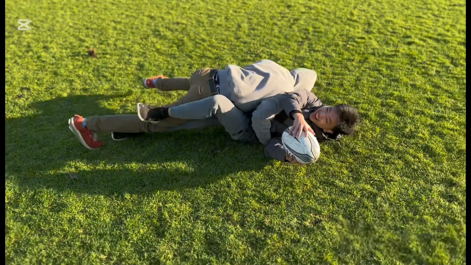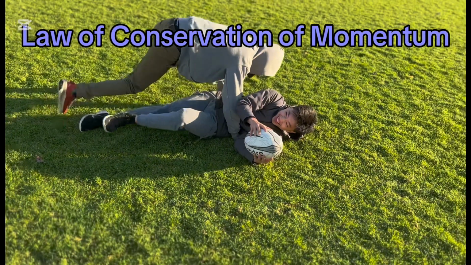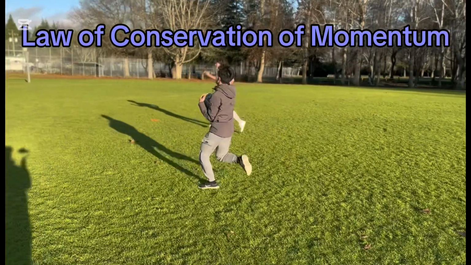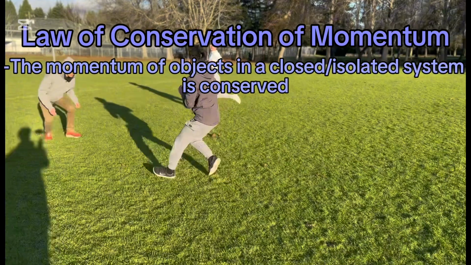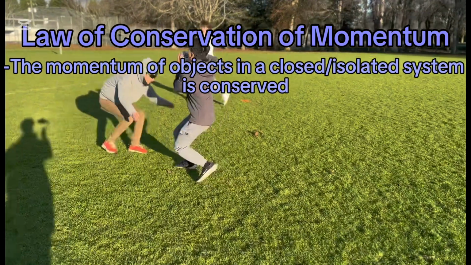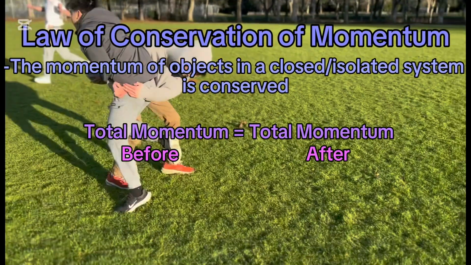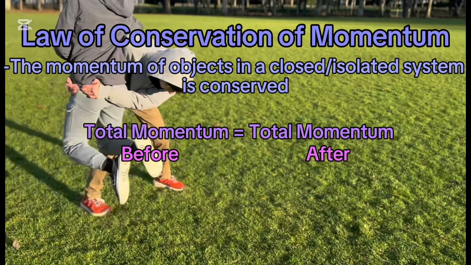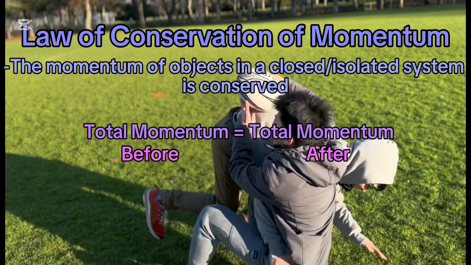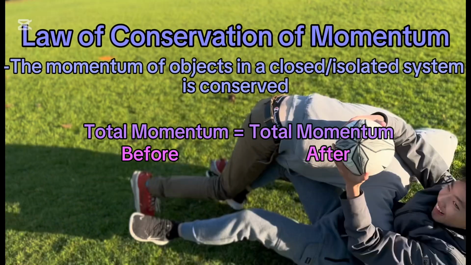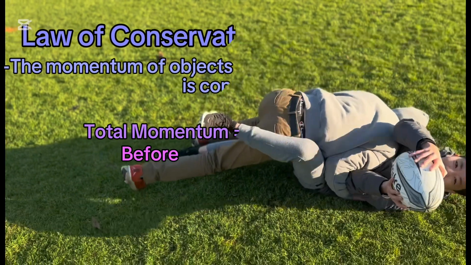Yes, and that is a great example of the law of conservation of momentum. What's that? The law of conservation of momentum states that the momentum of objects in a closed or isolated system is conserved, meaning that the total momentum from before is equal to the total momentum after. So that's what caused Jake to get knocked down. Exactly, Ryan. From Sean's perspective, Jake's momentum is negative, but since Sean's momentum is greater, it overpowered Jake and caused him to fall down.